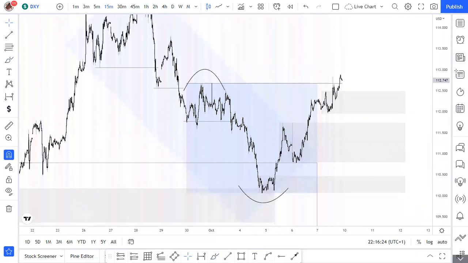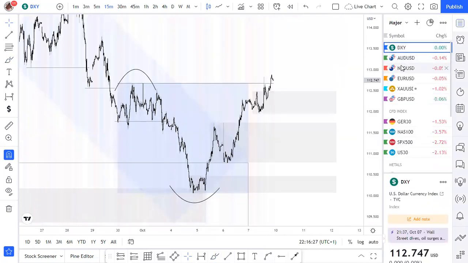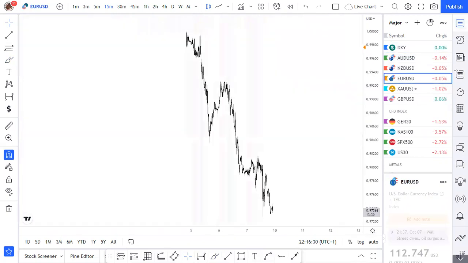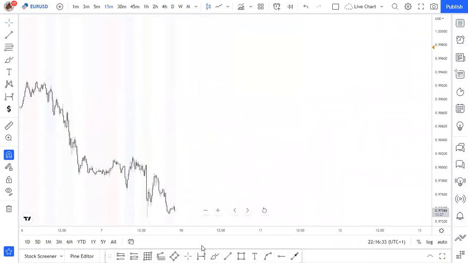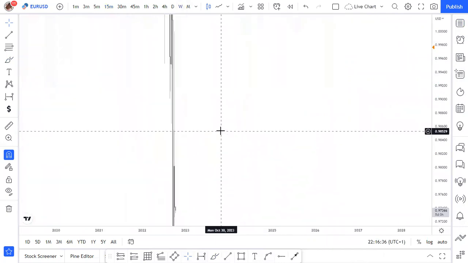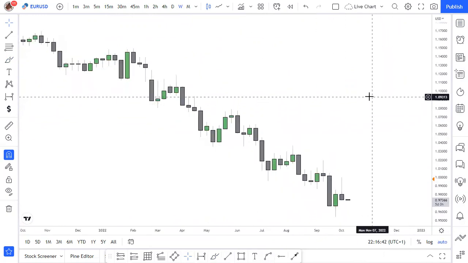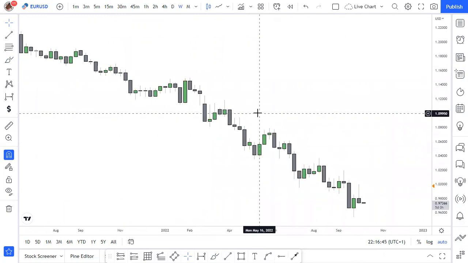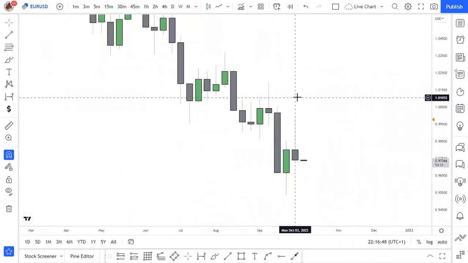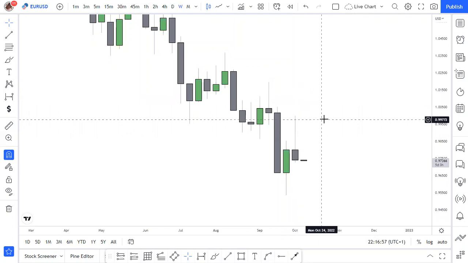So going over to the Euro USD, let me do Euro USD first before the USD. So let me start from the weekly time frame. The weekly time frame, we have bearish market structure on the weekly time frame. So know that what we have on Euro USD is definitely going to be the opposite of what we had on the dollar index.